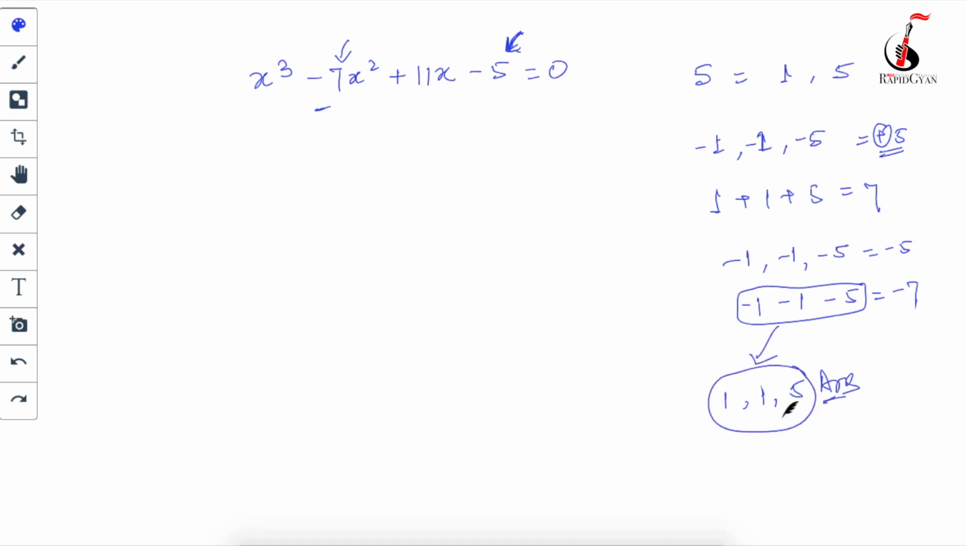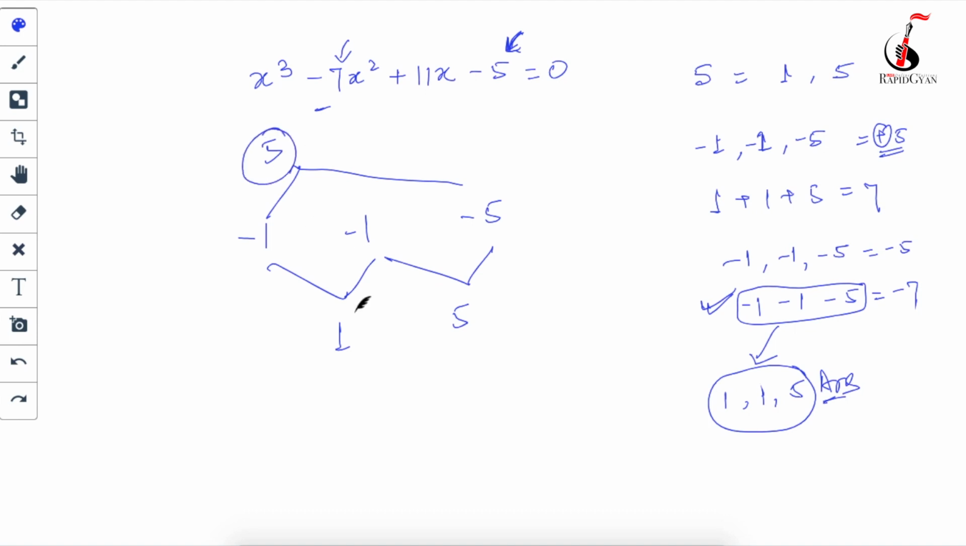Now you will have to check whether you are correct or not. So what are the numbers you found? You found minus 1, minus 1 and minus 5. Now multiply these: minus 1 into minus 1 is plus 1, minus 1 into minus 5 is plus 5, minus 1 into minus 5 is plus 5. Add this: 5 plus 1 plus 5, which is equal to 11. See? Understand? Now I will just take one more example.